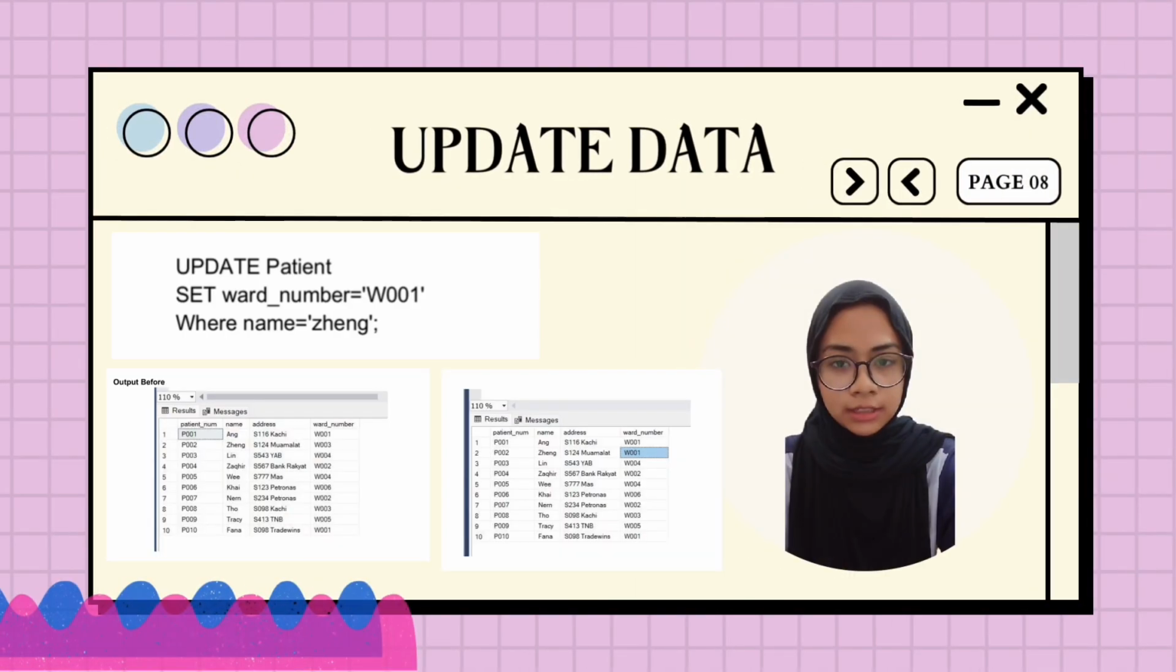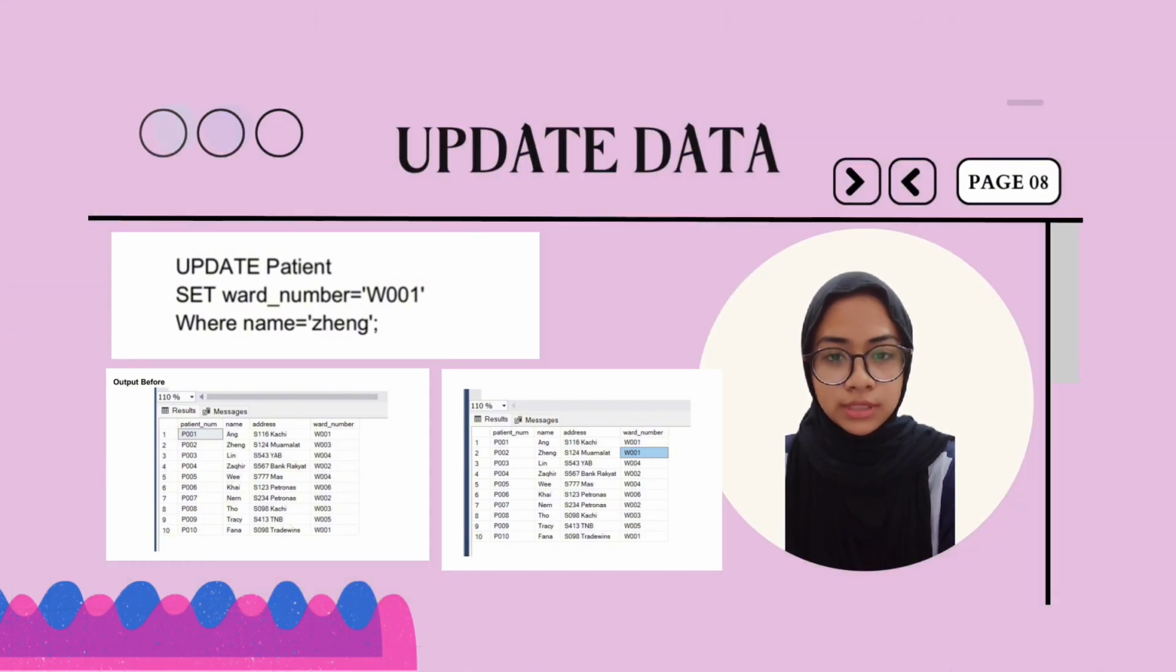Before updating any data, we update the ward number column of the patient table to the value W001 for the row where the name column is Zeng. In this code, patient is the name of the table being updated, ward number is the column being updated, and W001 is the new value for the column. The where clause is used to specify the condition for which rows should be updated. In this case, the name column is equal to Zeng.